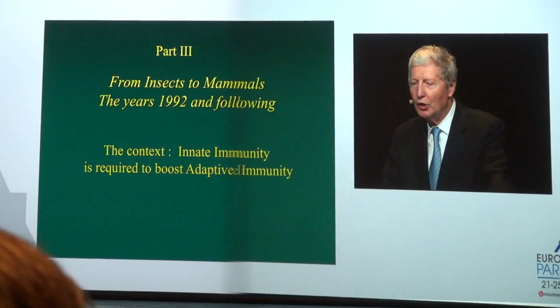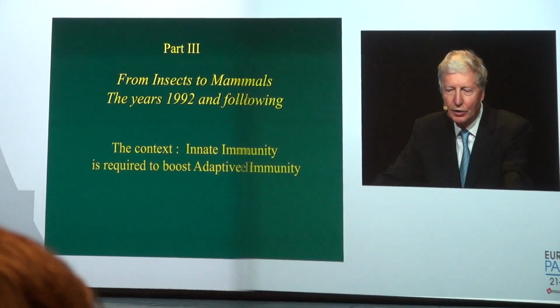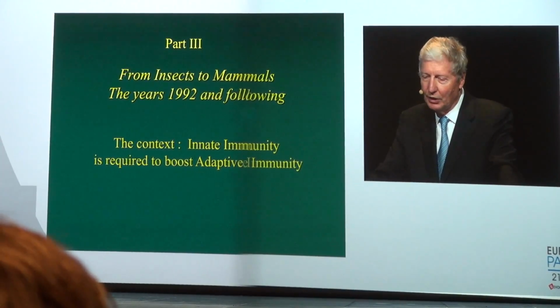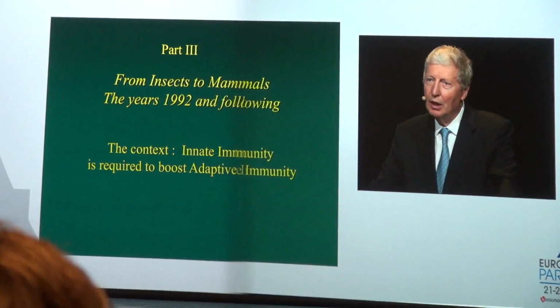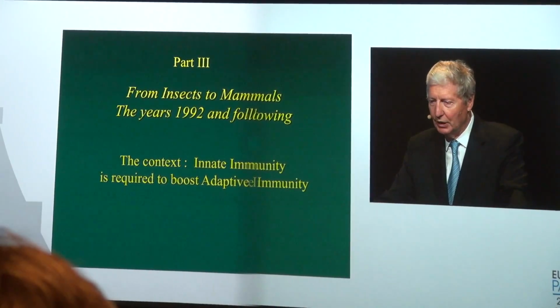Okay, let us now go to part 3, from insect to mammals. I'm speaking here about the years 1992 and following. The context was that at that time innate immunity was believed by some scientists to be required to boost adaptive immunity.